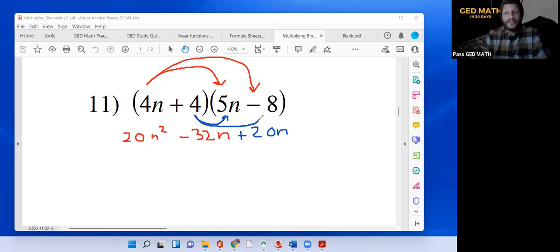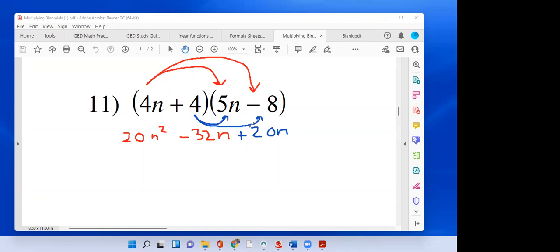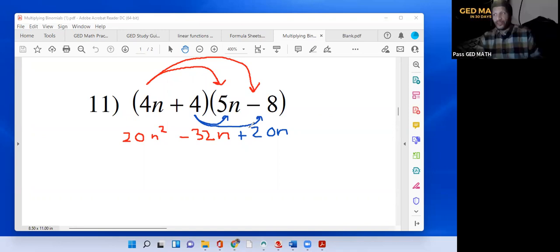4 times 8. Nope, 4 times negative 8. So you're no longer looking at these terms as 5n minus 8. It's 5n as one term and then minus 8 is the other term. A lot of people still look at these like subtraction. Even though it is subtraction, I want you to look at it as that number is minus 8, or negative 8. Okay, what is 4 times negative 8?